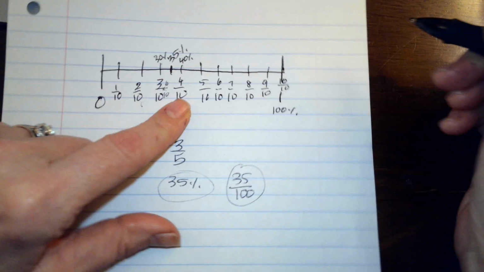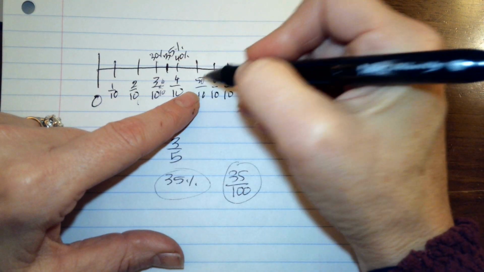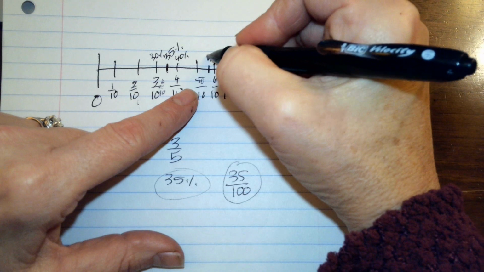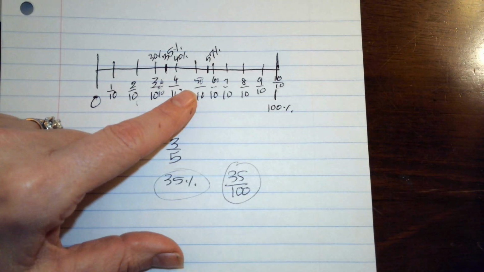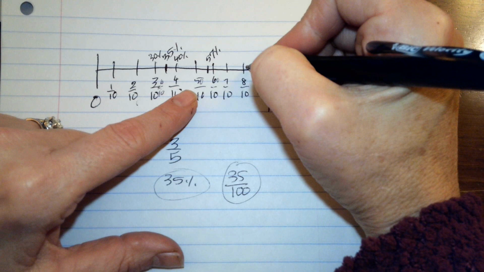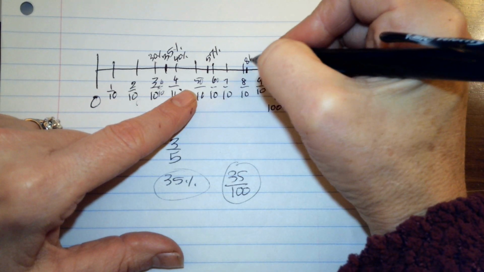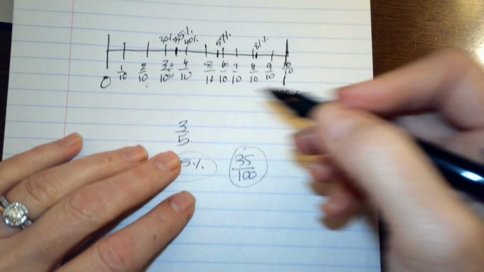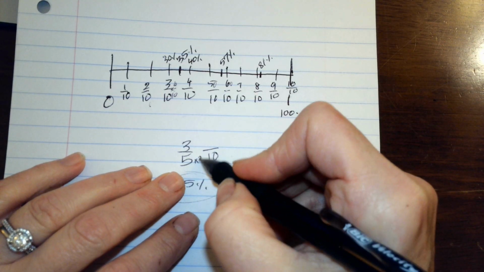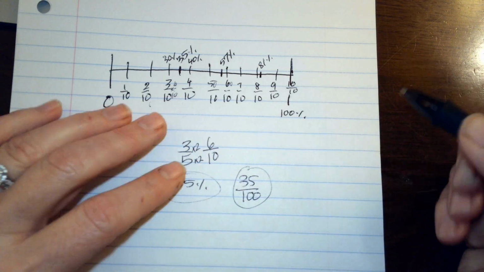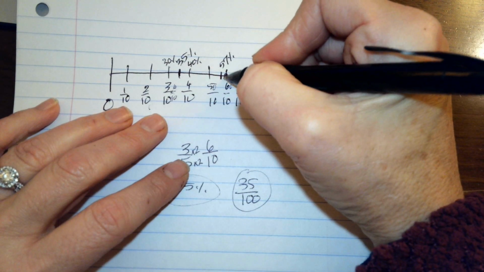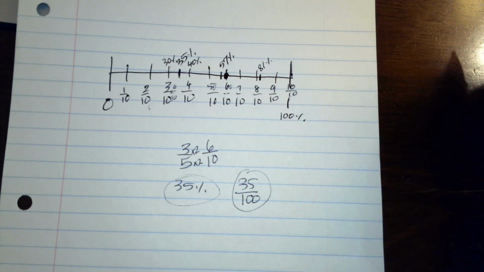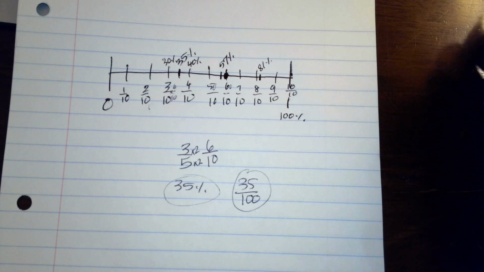If I was looking for 57%, this is like 50%, this is like 60%, so it would be closer to 60, 57%, like that. If it was 81%, it would be right here, close to 80%. Now, if they give you a fraction like 3/5, you're going to change it into tenths, and this would be 6/10, and then you're going to go to 6/10, and that's 6/10 right there. Does that make sense to you so far?